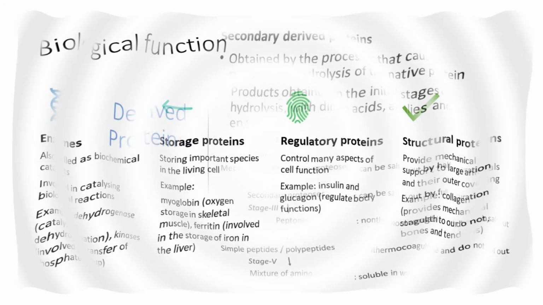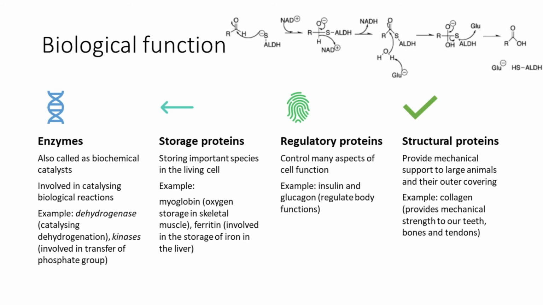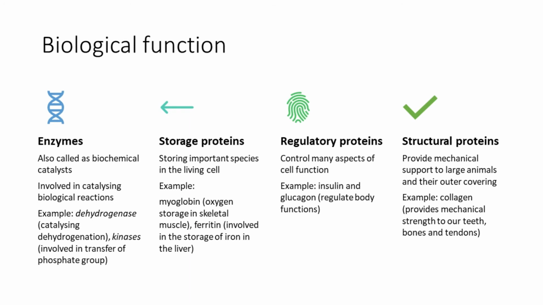Biological function. Enzymes. Also called as biochemical catalysts. Involved in catalyzing biological reactions. Example: dehydrogenase, catalyzing dehydrogenation; kinases, involved in transfer of phosphate group. Storage proteins. Storing important species in the living cell. Example: myoglobin, oxygen storage in skeletal muscle; ferritin, involved in the storage of iron in the liver.